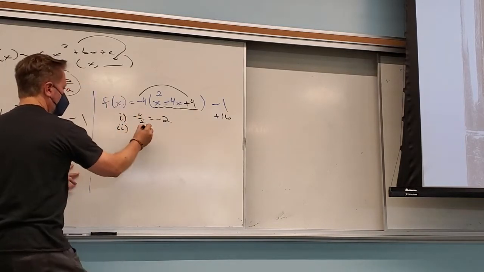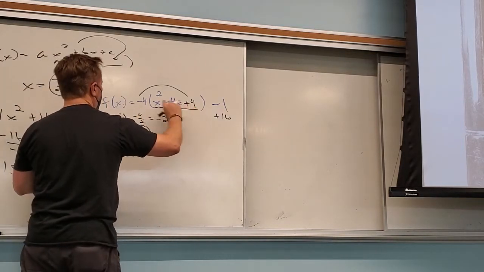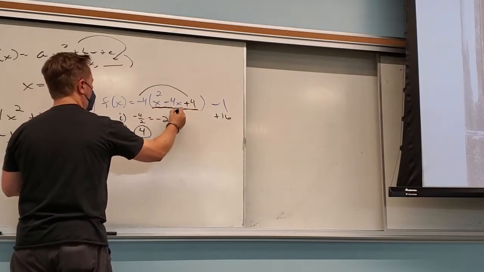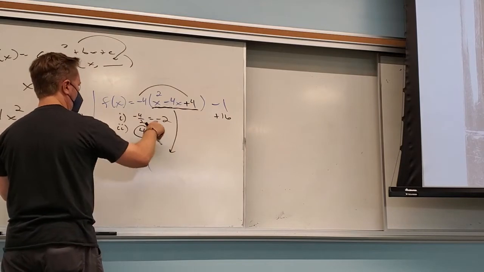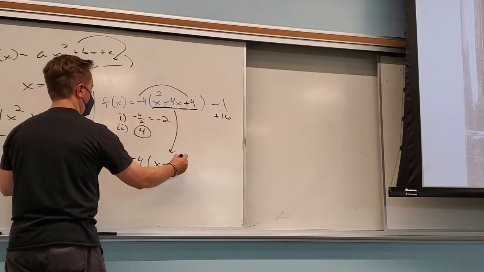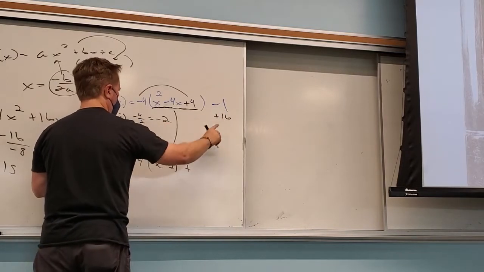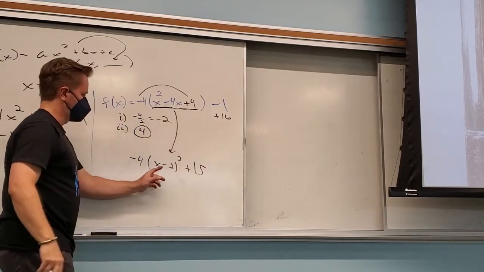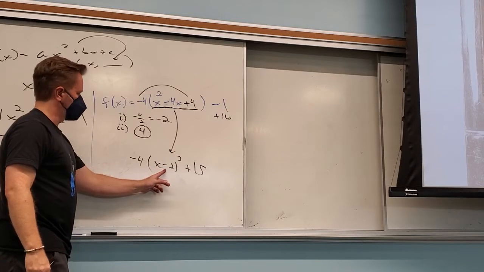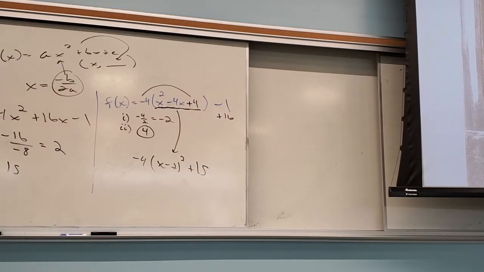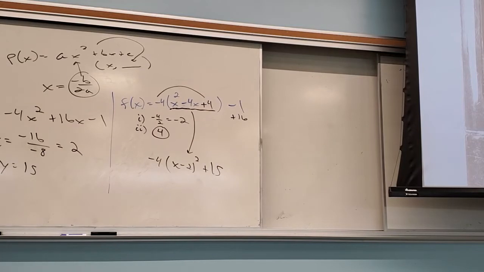And so that's the second step, it tells you what to put here, and then you balance it. And the first step tells you how this is going to factor. So now I know this is -4 times (x - 2) squared plus 15. What's the vertex? (2, 15). Same answer. This is just a shortcut to that.